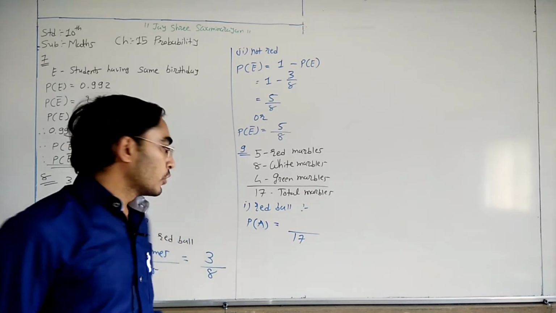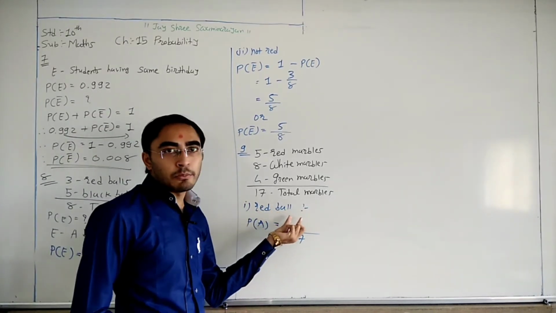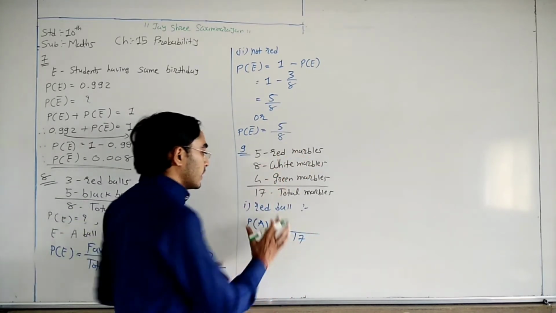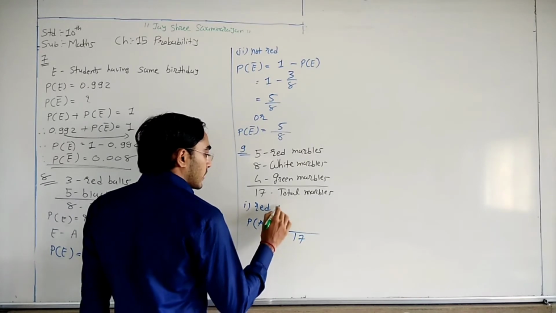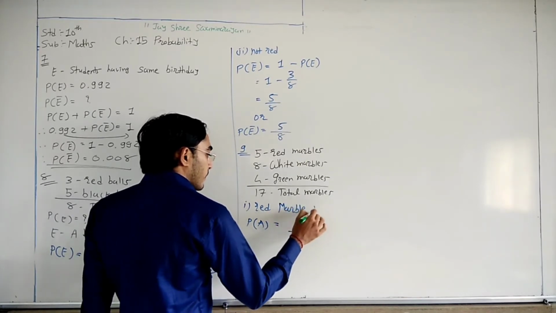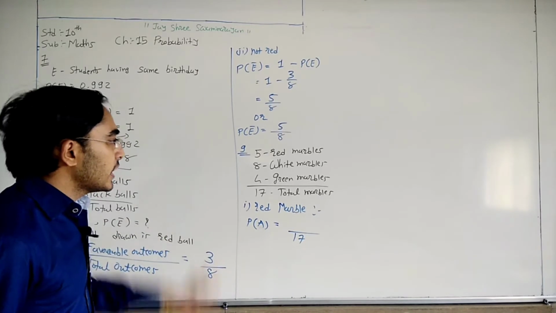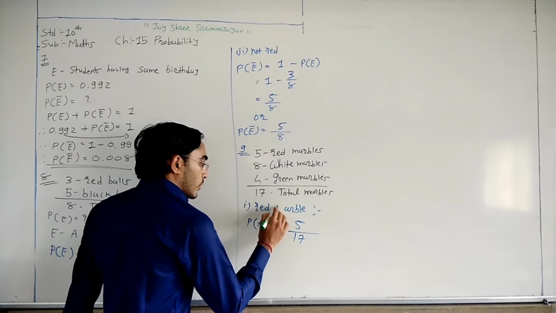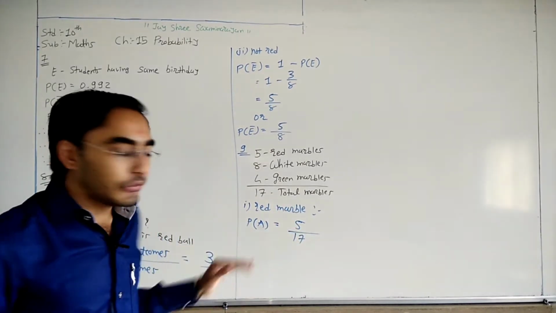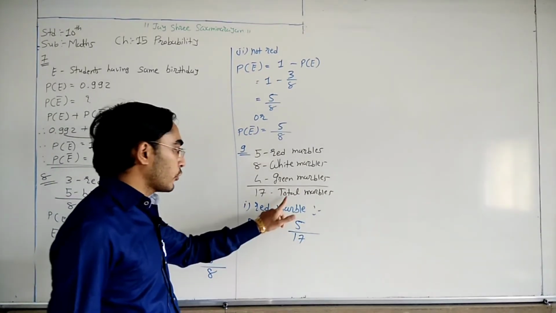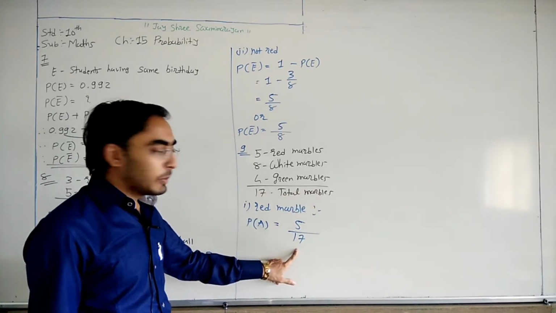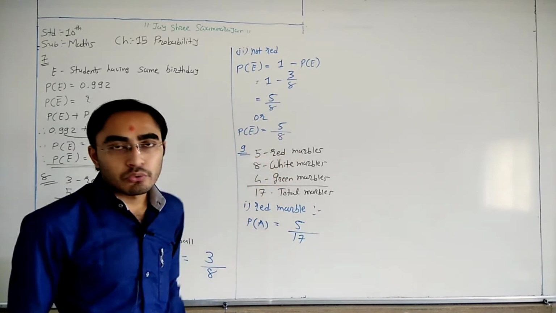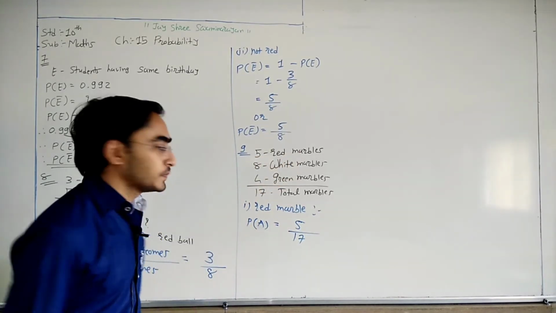Now for favorable outcomes, we need to find the probability for red ball. So how many red balls we have here? Red marbles we have here. Sorry, here not a red ball but a red marble. So how many red marbles we have here? It is 5. So here we need to write 5. So our answer is 5 by 17. Total outcomes, that means total marbles 17. Favorable outcomes for red marble, so total number of red marbles is 5. So 5 by 17. This is our answer.